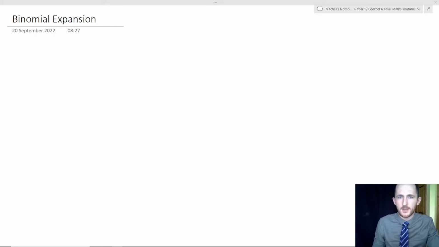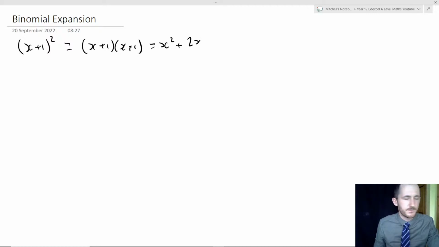So when we expand brackets, right? Let's say we have (x + 1) to the power of 2. Then all we do is we do (x + 1)(x + 1), multiply them out, and we get x times x is x squared. Then in the middle we'll get a plus 2x. And at the end we'll get a plus 1, right? Cool. Now what about if we had (x + 1) cubed?